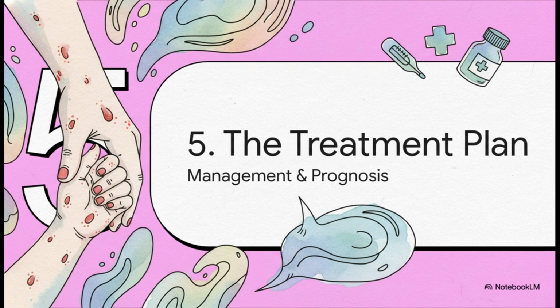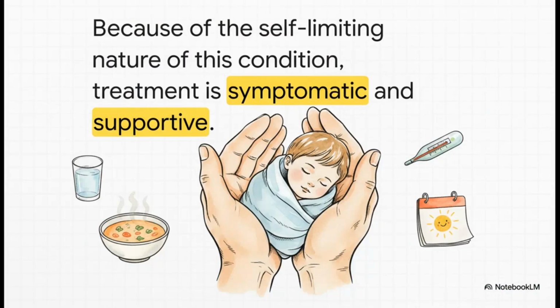So, you've done your due diligence, you've ruled out the mimics, and you're confident in your diagnosis of hand, foot, and mouth disease. The parent is looking at you, worried, and asks, "Okay, doc, so what do we do now?" And the answer, thankfully, is refreshingly simple. There is no antiviral cure for Coxsackievirus. Our entire approach is just symptomatic and supportive. We are focused on keeping the patient comfortable and hydrated while their own immune system does all the heavy lifting. That's a crucial message for the family.